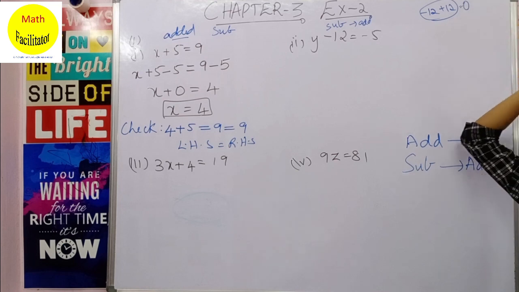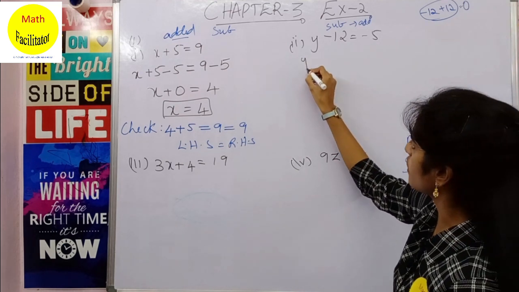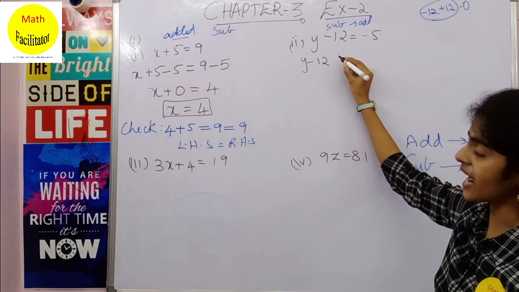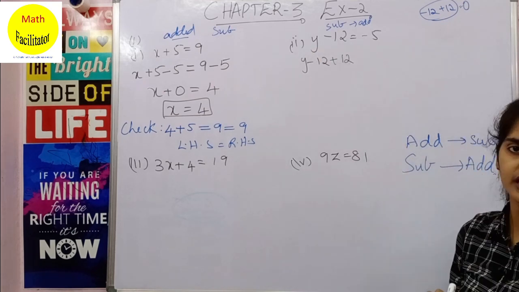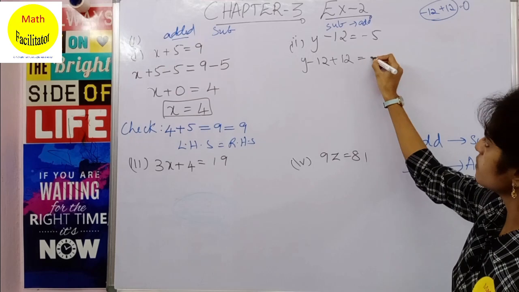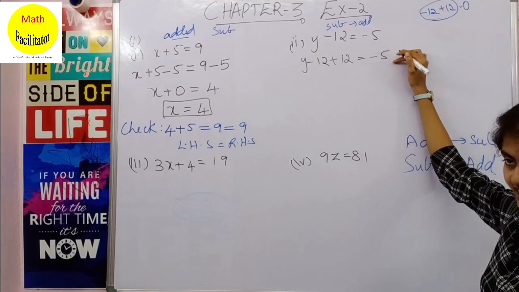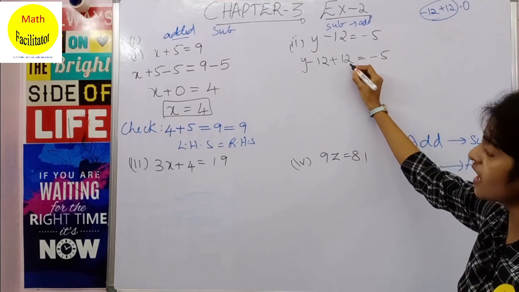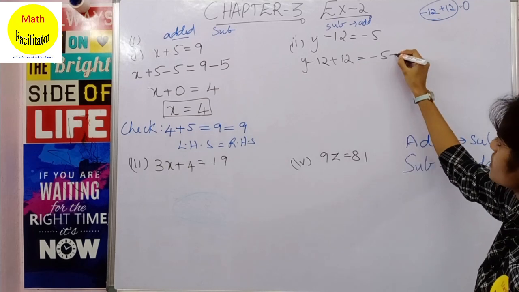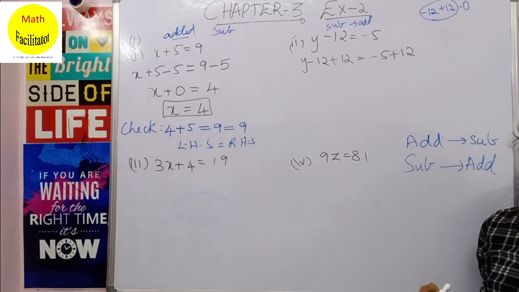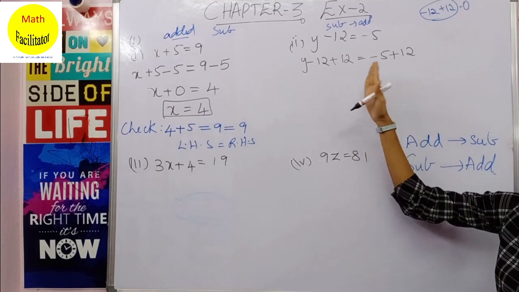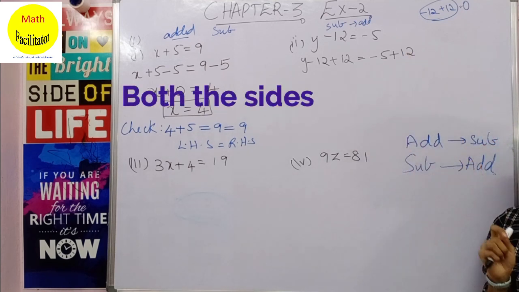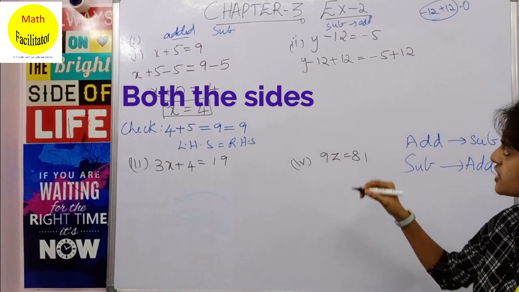gives you what? 0. So you have y minus 12. I told you to remove this minus 12, you will add 12, equal to minus 5 you have on the RHS. Since you are adding 12 on LHS, you will also add 12 on RHS. Not to forget this step. 12 on both the sides. You will add 12 on both the sides. Clear?